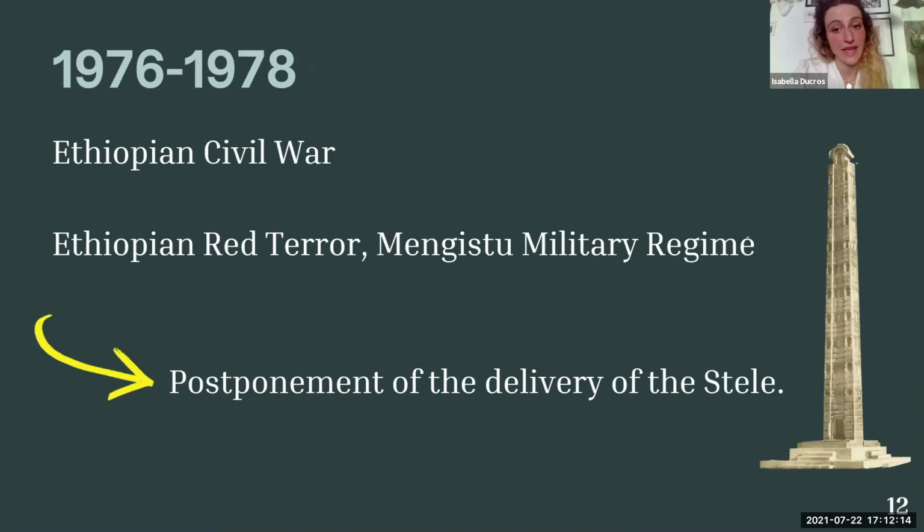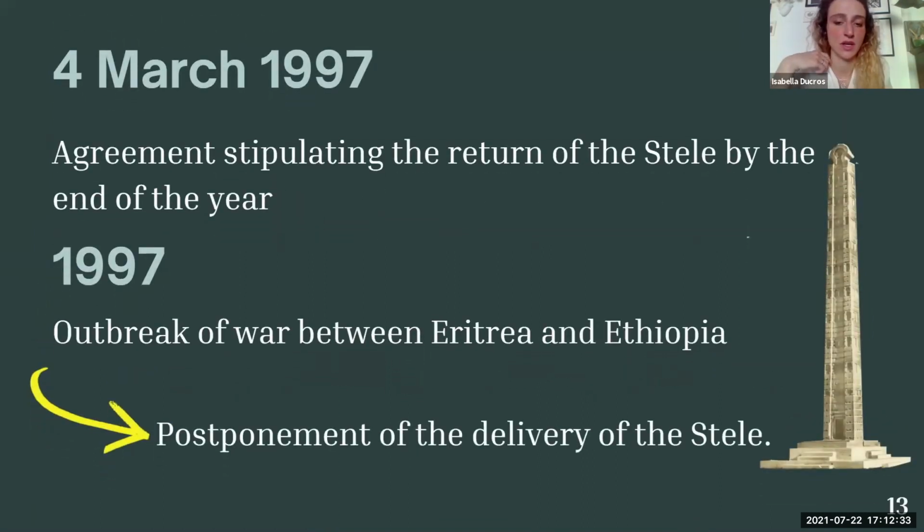The return was delayed, partly because of the outbreak of the Civil War in 1976, which ended in 1978. This period is remembered as the Ethiopian Red Terror, marked by the Mengistu military regime. On the 3rd March 1997, the Undersecretary for Foreign Affairs, Rino Serri, and the Deputy Head of Ethiopian Diplomacy, Tedeka Lemu, signed the agreement establishing the return of the stele to Ethiopia within the year. The return was interrupted by the outbreak of war between Eritrea and Ethiopia in the same year.